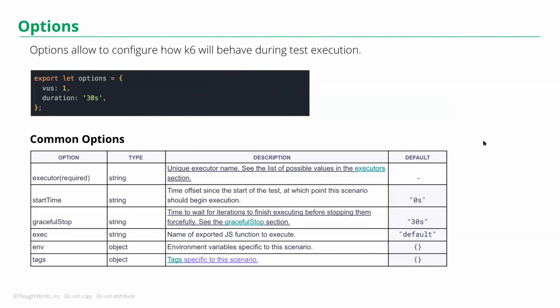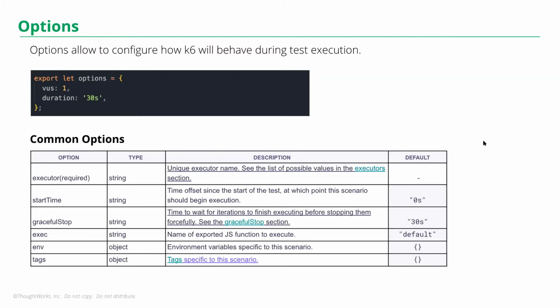Next we have options. Options allow us to configure how K6 will behave during execution. For example, when we ran the script, as Ankur has shown, it executed for one virtual user. That is the default. But in case I want to run my performance test for n number of virtual users, or I want to play with different parameters, like letting it execute for so many seconds or milliseconds, that also we can do with the help of options.